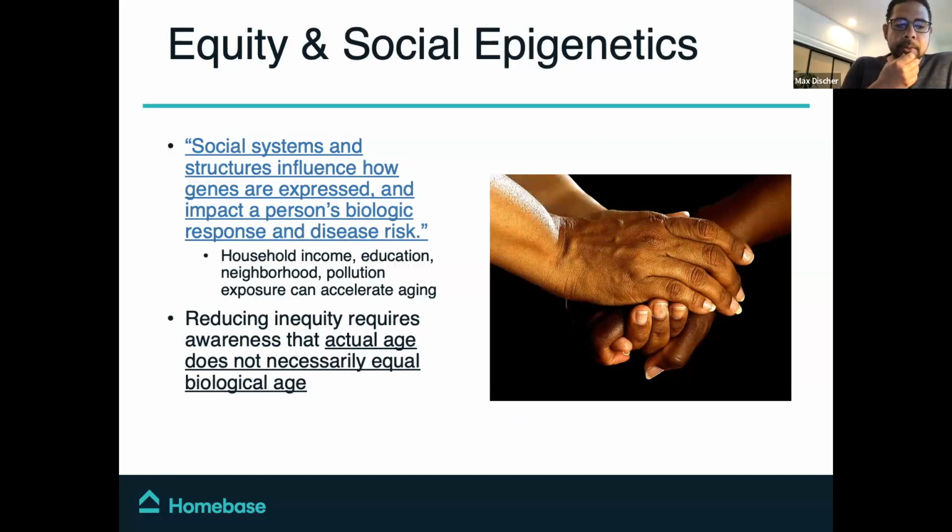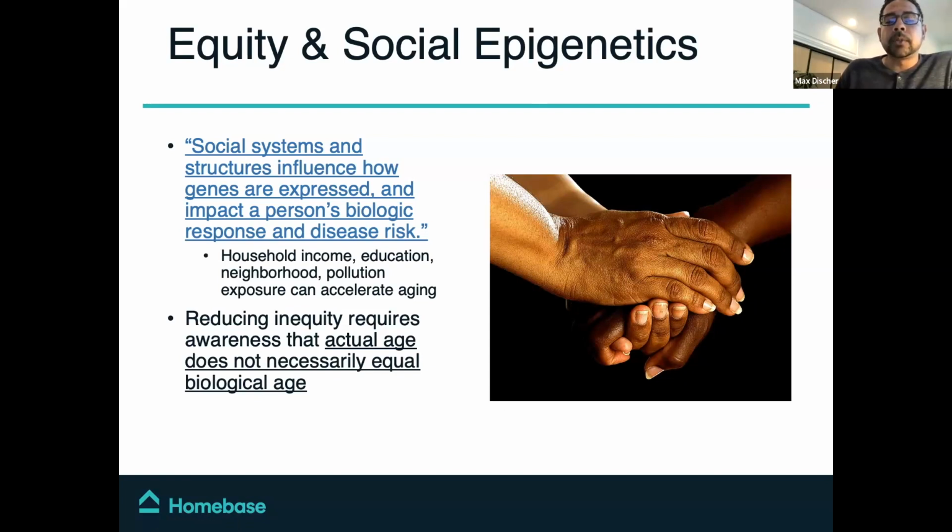It's important for us to also reflect on a sort of sub-issue within the issue of serving older adults. There's an equity implication here. And I should mention that this slide deck will be available for everybody after today's session. And there are some hyperlinks embedded in these slides to actually take you to the various articles where this information is found. But social systems and structures influence how genes are expressed, and they can impact a person's biological response and risk of disease.